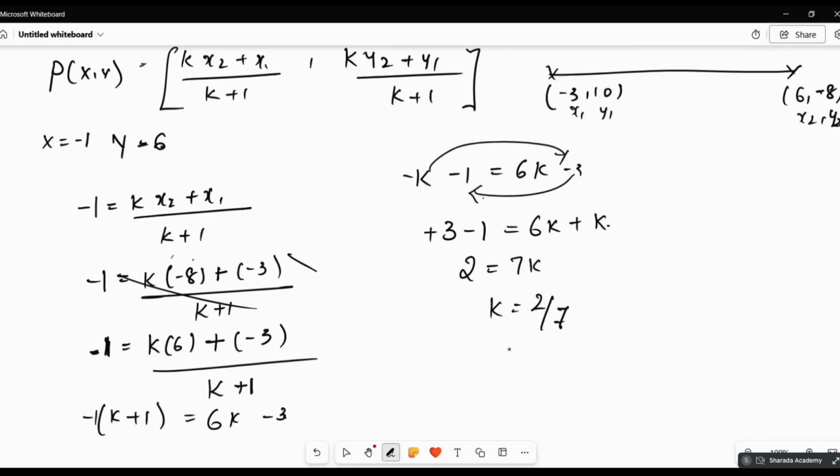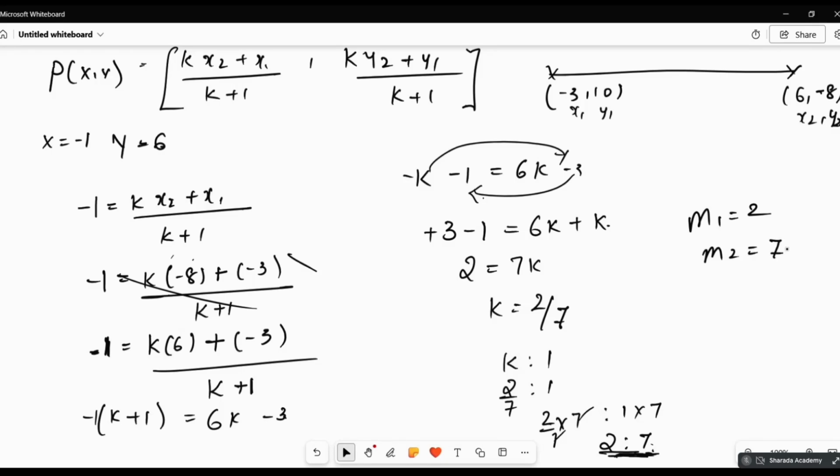Now the ratio is what? K is to 1, no? That is 2 by 7 is to 1. Multiply both sides by 7, what will you get? That is 2 is to 7. So the ratio will be 2 is to 7. Understood? Again I repeat, K is to 1 means 2 by 7 is to 1. Multiply by 7 on both sides, you get 2 is to 7. So the ratio is 2 is to 7, that is M1 is equal to 2, M2 is equal to 7.